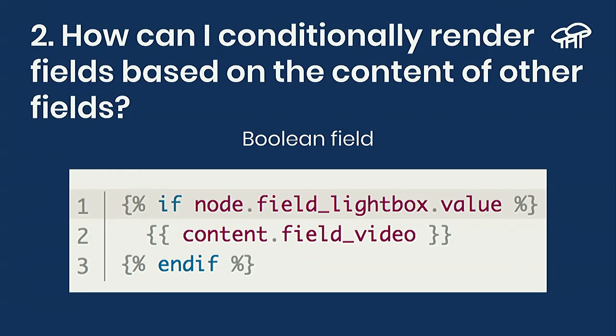Another example, how do I conditionally render field values based on the content of other field values? Let's say that I have a Boolean field in my node. And depending on that, if it is yes or no, I print something else, some other fields inside the same node. So in this case, I am using the node variable because, again, this will give you the raw database storage. So node, field lightbox, in this case, field lightbox is the Boolean field, and then I get the value. And here it will return either 0 or 1, and the if condition is going to be evaluated, and if it evaluates to true, I print the video in this case.